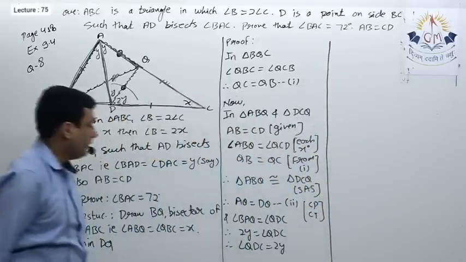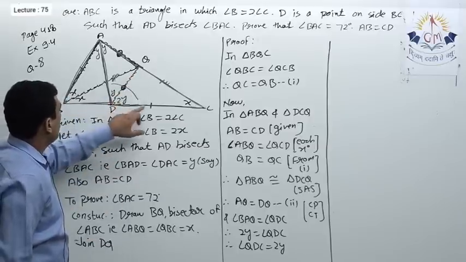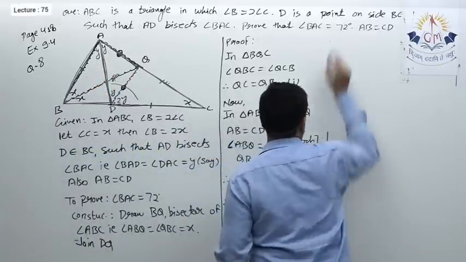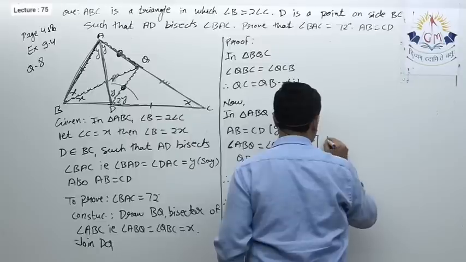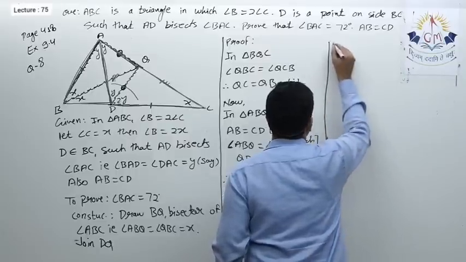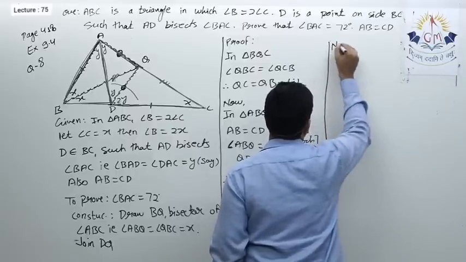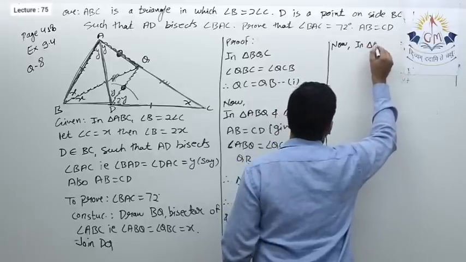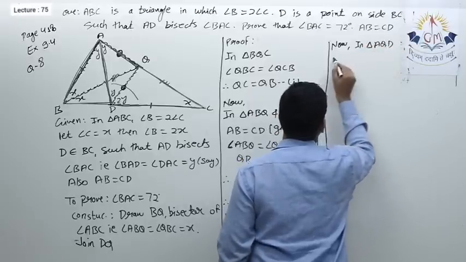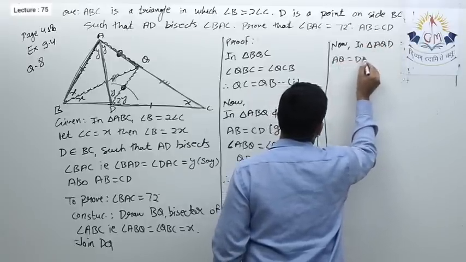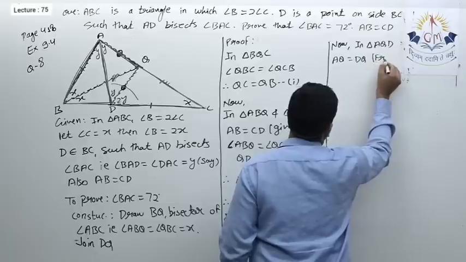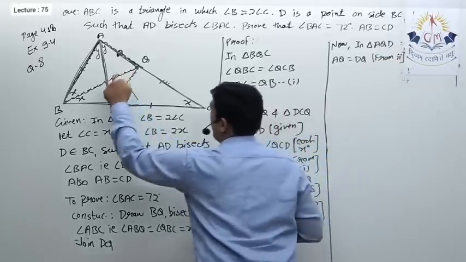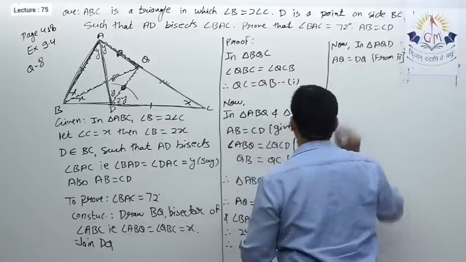Okay, so note down up to this point. See, here we got angle QDC. Now we have AQ equal to DQ. So we'll come to that now. In triangle AQD, AQ is equal to DQ from second.